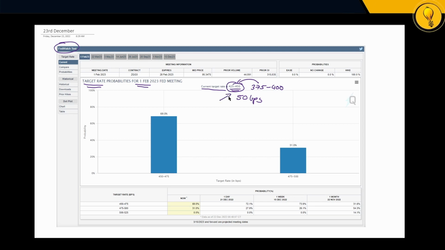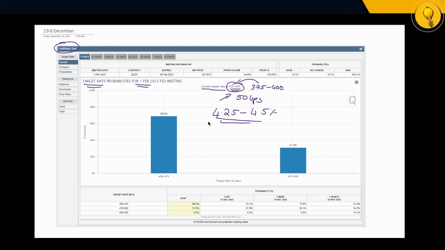And what does this mean? What does 425 to 450 really mean? All it means, guys, is that the Fed is now going to be targeting an interest rate of 4.25% to 4.5%. It's as simple as that. So this is the new targeted interest rate on the front end.